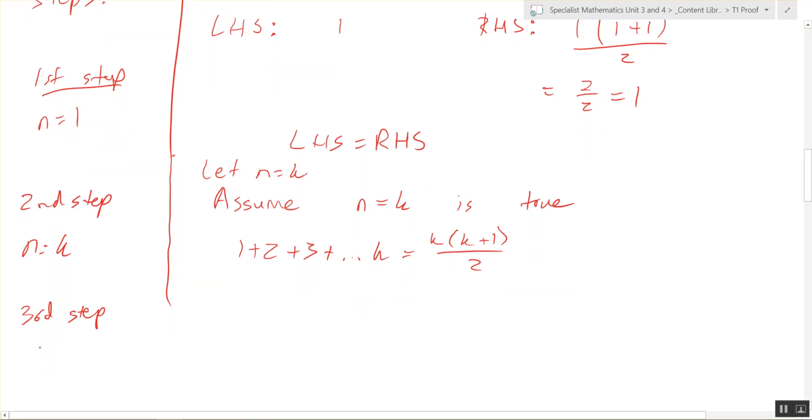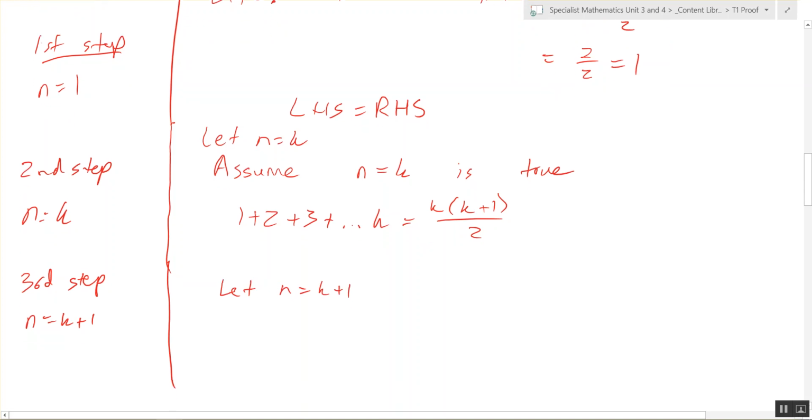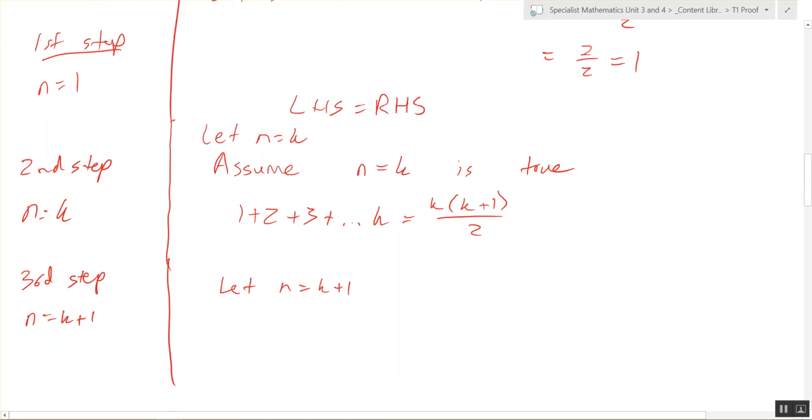Okay, so now the third step: n equals k plus 1. Let n equal k plus 1. To do this, we take the second step and add k plus 1 to both the left-hand side and the right-hand side, because the next thing in the sequence is k plus 1. Does that make sense? If it's 1, 2, 3, 4, 5, 6, then the next one will be 7.